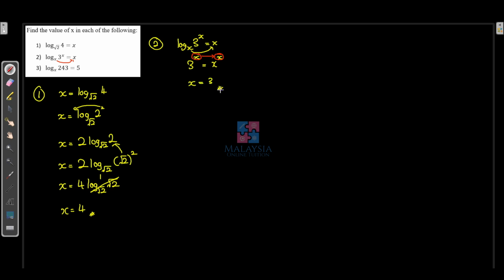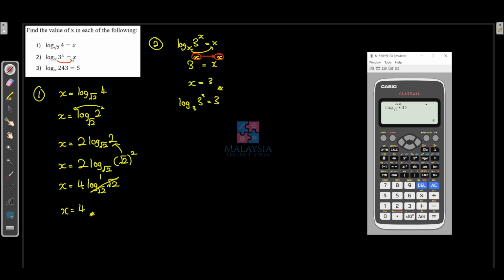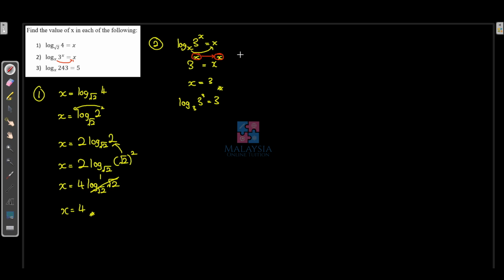So how to check the answer? We can say log base 3 of 3 cubed equals 3. So let's check whether this is correct or not. Log base 3 of 3 to the power of 3. So you can see that it is 3. So we have verified the answer to be correct. So next for question number 3.